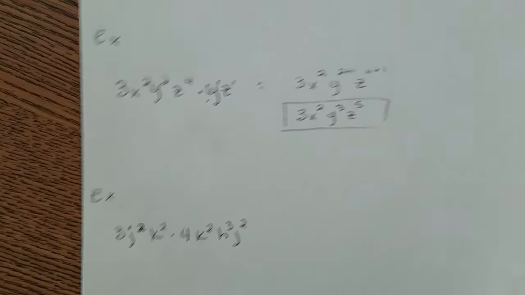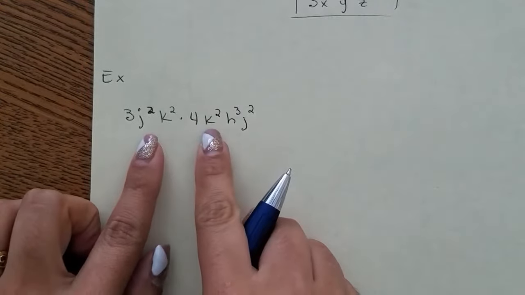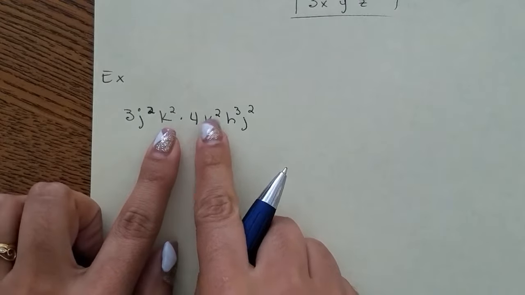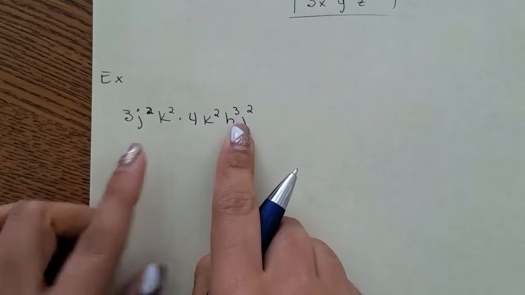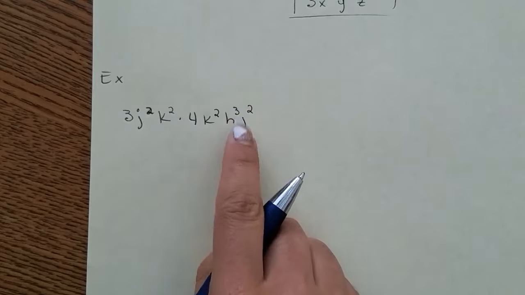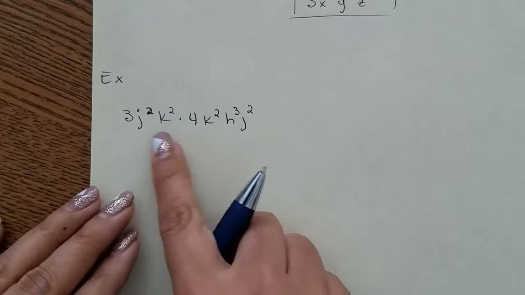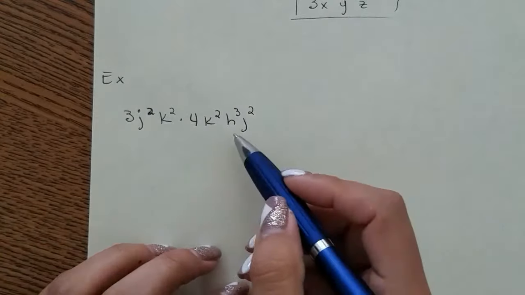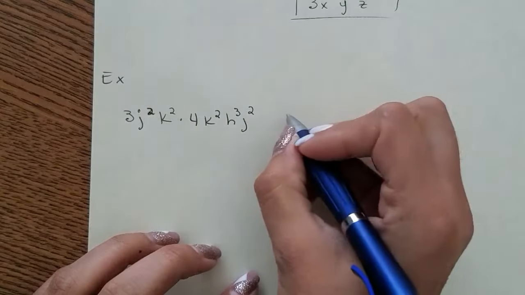Okay. Sometimes you'll see them when they're not in order. So I have jk, and here I have khj. The order doesn't matter as long as they're being multiplied. If you're adding, then it's a little different. But since you're multiplying, it doesn't matter, and it's up to you what order you want to list them in.